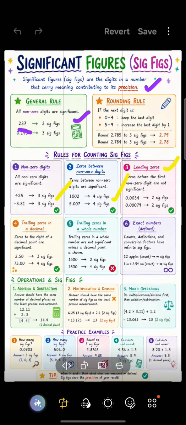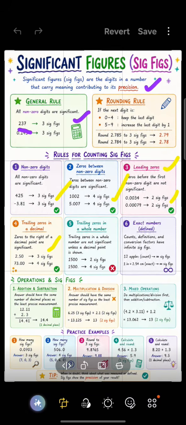Same way, leading zeros, which come before the non-zero digit, are not considered significant figures. So 0.0034 has only 2 significant figures. Similarly, trailing zeros after a decimal point, zeros to the right of a decimal point, are significant. So 2.50 has 3 significant figures, and 73 has 4 significant figures.